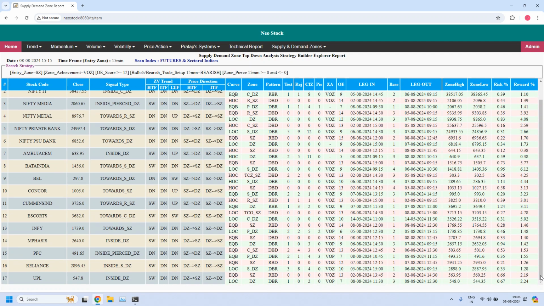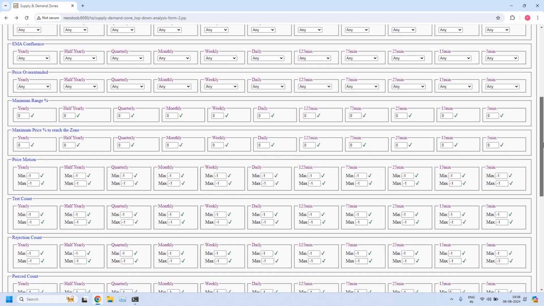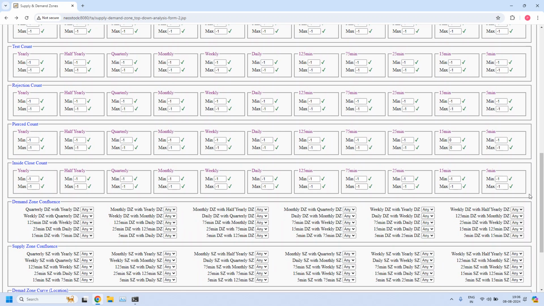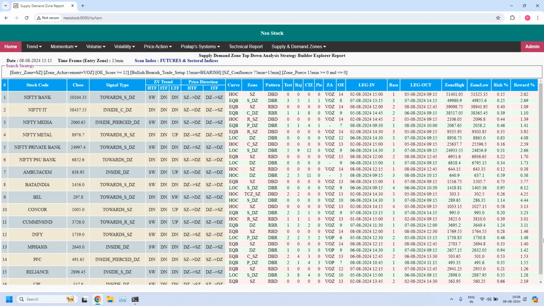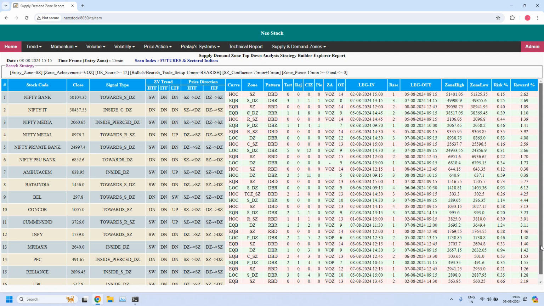Okay, now let us check how many of these stocks are having a confluence with the ITF time frame. So entry time frame is 15 minutes, so that is LTF. So ITF should be 75 minutes. So we should look for 75 minutes supply zone confluence. So now we are looking for supply zone confluence. So I enabled the 15 minute supply zone with the 75 minute supply zone. Let us check how many of these stocks are having confluence. Now 16 stocks are having confluence.